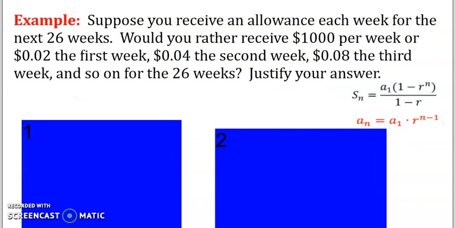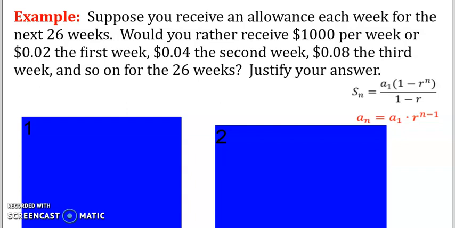All right, this is actually going to be the last problem. So we might have a video that's done in about 5 minutes. You get an allowance each week for the next 26 weeks. Good for you. Would you rather get $1,000 every week, or 2 cents the first week, 4 cents the second week, 8 cents the third, so on and so on? So it's doubling week by week.